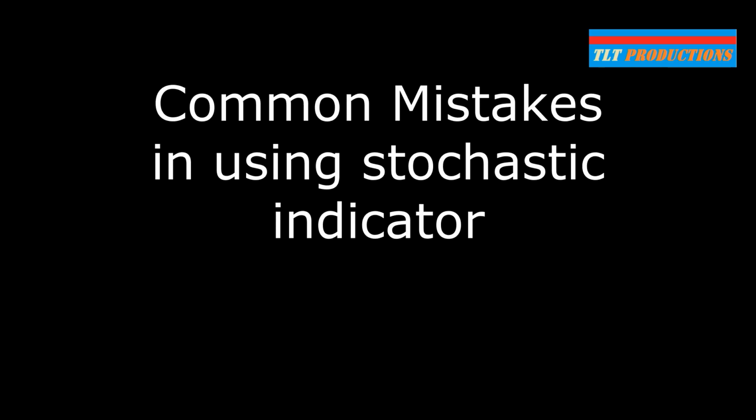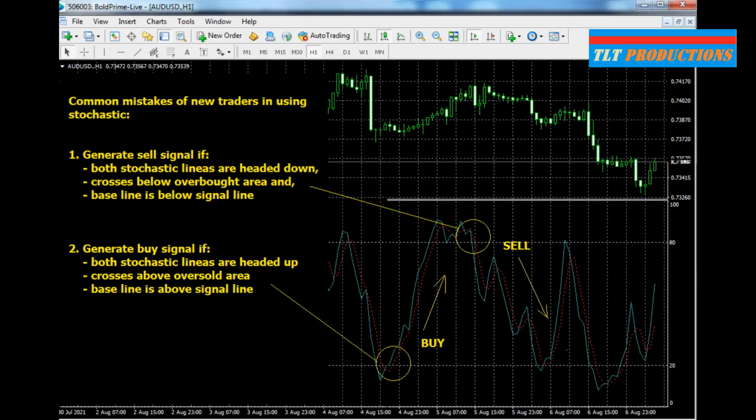Some common mistakes of new traders in using the stochastic indicator are, they generate a sell signal if both stochastic lines cross below the overbought zone and head down, and then the baseline is below the signal line. New traders also often generate a buy signal if both stochastic lines cross above the oversold zone and head up, and then the baseline lies above the signal line.